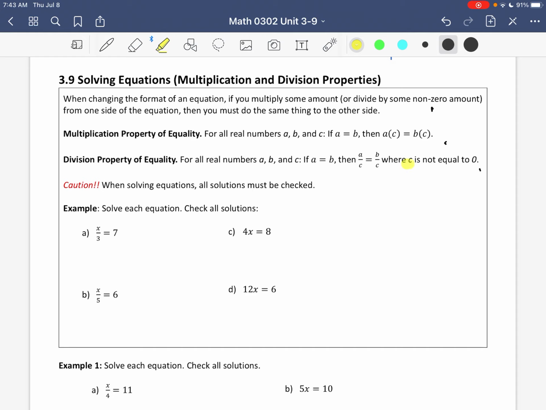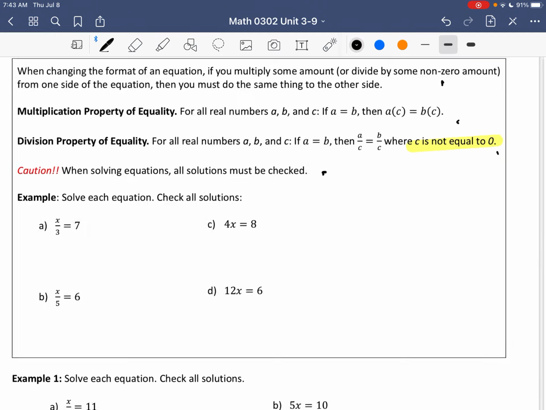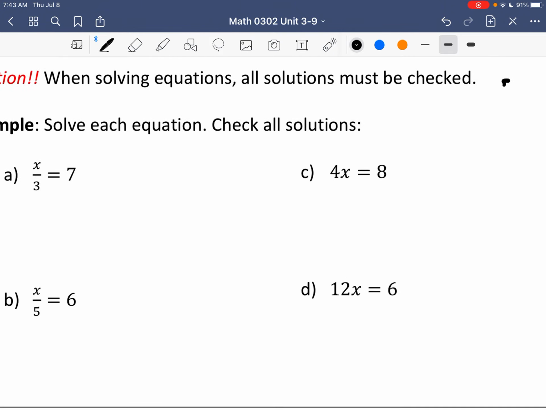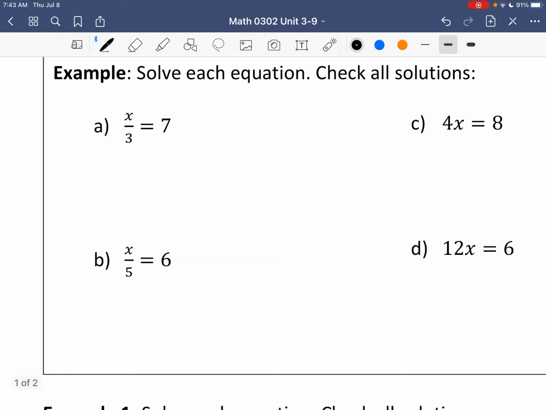Okay? So anytime we do division in mathematics, we have to be very careful. Division is a specialized operation at any level in mathematics courses to ensure that we're not trying to divide by 0. And so the caution, again, says that when solving equations, all solutions must be checked. So as we're solving some of the examples here in this unit, we'll make sure to go back and check the solutions. Okay, let's take a look at the example, part A.